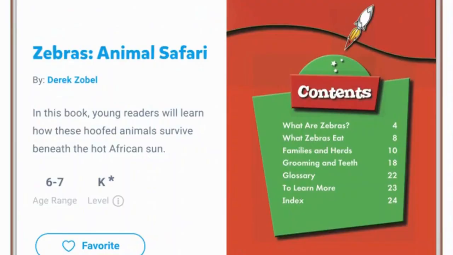Let's take a look at the book Zebras on Epic. Right at the beginning of the book is the table of contents. Sometimes it is shortened to just the word contents, like it is in this book. As you can see, this table of contents lists all of the chapters in the book and which pages each chapter begins on. For example, the chapter titled, What Are Zebras? Can be found on page 4. Let's go to page 4 and make sure we can find What Are Zebras?